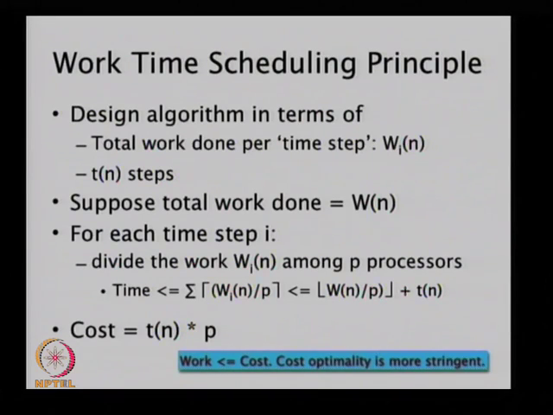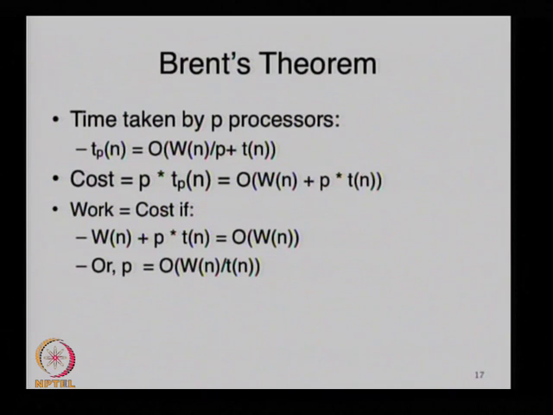And so there is this Brent's theorem, and we'll look at this theorem in a slightly different way also. But look at that: Wn over P plus Tn is the total time taken, right? So it says if I had P processors, now I've added the subscript P to signify that this is the time with P processors. T sub P of n is what we had on the last slide: work done of the original algorithm divided by P, plus the time taken by the original algorithm.